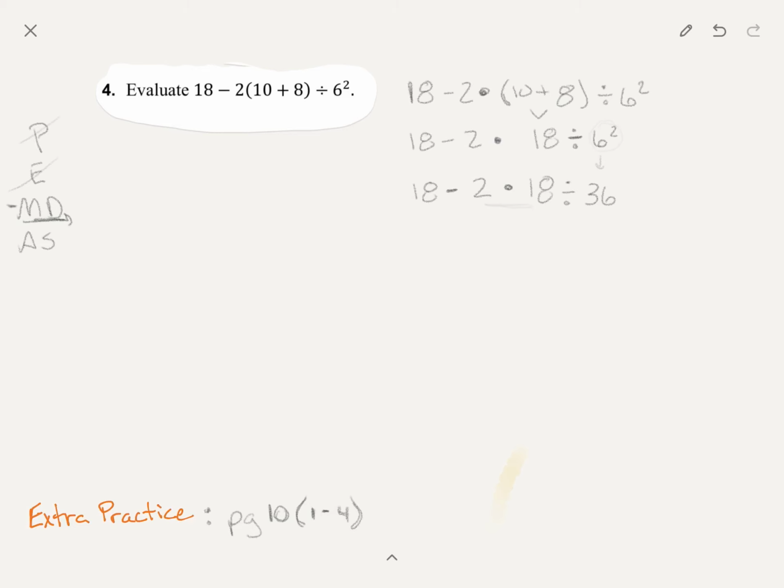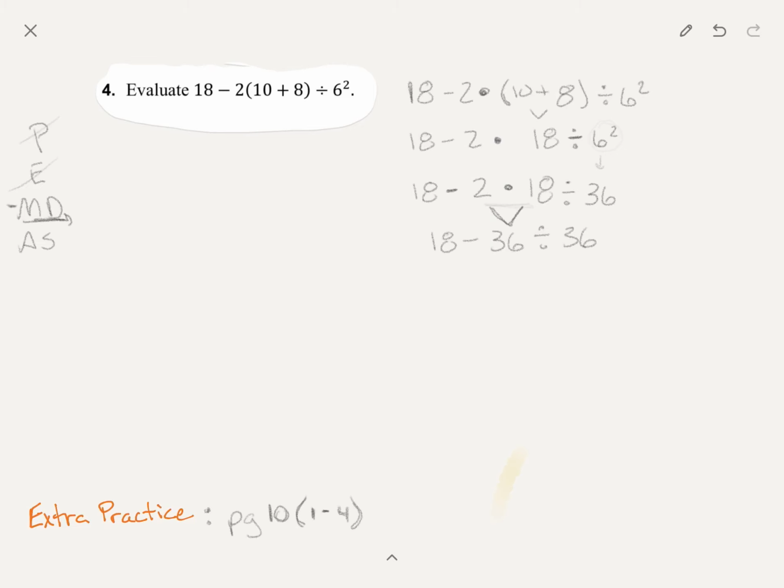My multiplying is first right here. It's between these two numbers, 2 and 18. So 2 times 18 is 36. So that's the problem I have to do. I'm going to bring this down. Then, one step at a time, bring everything down. I'm simplifying this number, evaluating it. So now I'm left with 18 minus 36 divided by 36.